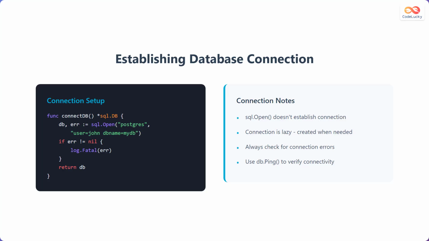Next, let's establish a database connection. Here's a function called connectDB that returns a pointer to sql.DB. Inside, the sql.Open function is called with the Postgres driver and a connection string. If there is an error, the program will log a fatal error. Finally, the function returns the DB object.